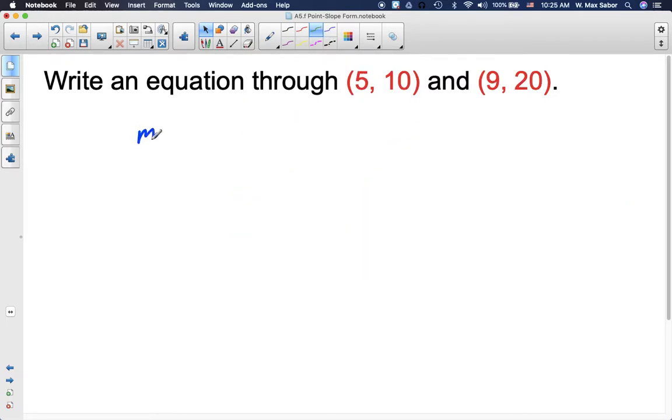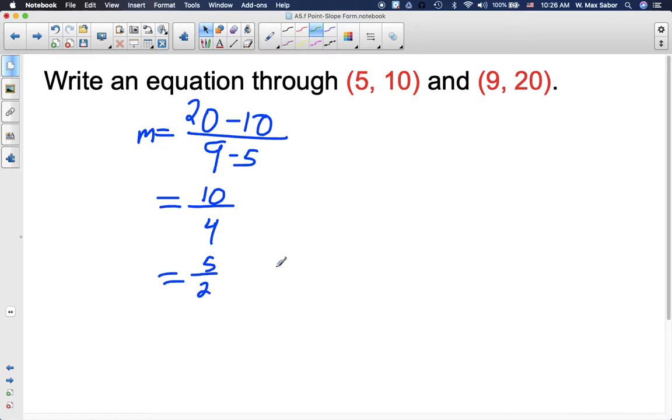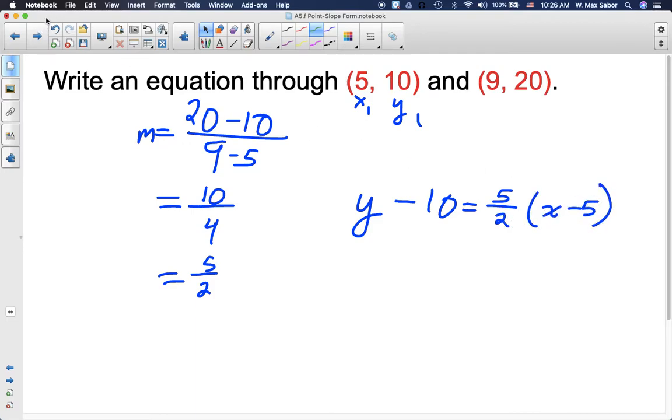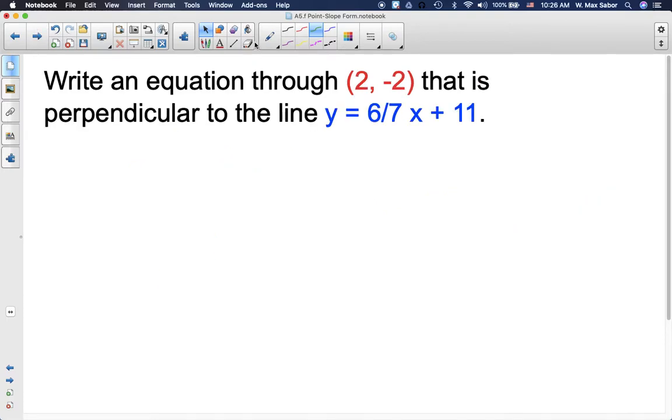Same thing. We want to find the slope here. 20 minus 10 over 9 minus 5 is 10 over 4, or 5 halves. And let's say this is x1, y1. Y minus 10 equals 5 halves, x minus 5. This is definitely faster than finding a y-intercept.